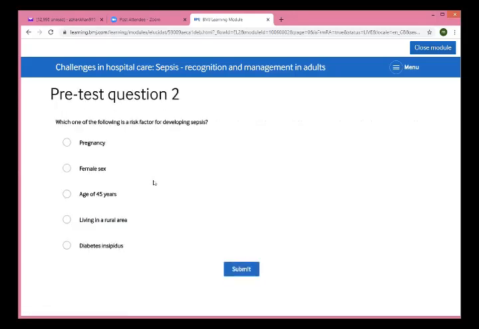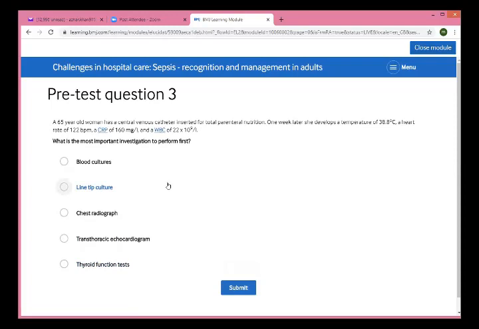Which one of the following is a risk factor for developing sepsis? Female sex, diabetes, and so on; pregnancy is a risk factor. These are tricky questions. I don't know the answers, to be honest. Last time I did this module was in 2018 or 2017, I believe.